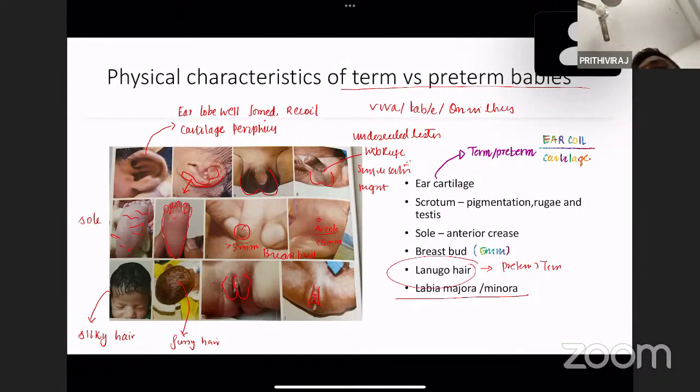So in this way, you can differentiate term versus preterm babies via the physical characteristics. These characteristics are also seen in your expanded New Ballard score. Both neuromuscular maturity as well as physical characteristics are used for grading the gestational age of the newborn baby, and the expanded New Ballard score can be used up to 96 hours of life. Right? Got it. Okay.